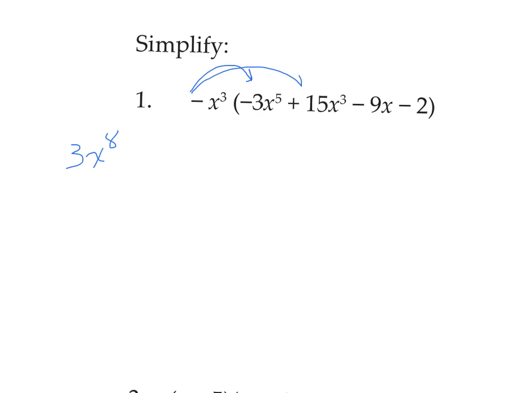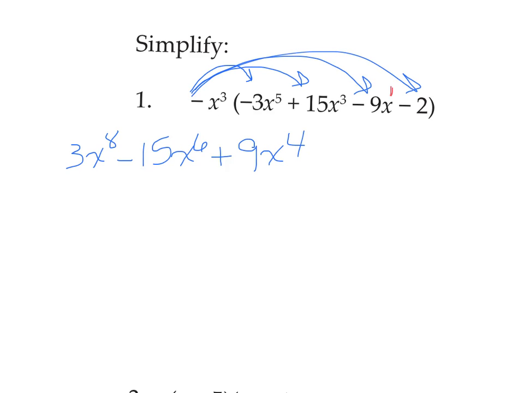Then we go to the next term. Negative times positive makes negative. 1 times 15 is 15. X cubed times x cubed, add those exponents, we get x to the 6th. Then the next term, negative times negative is positive. 1 times 9 is 9. X cubed times x, and remember this has that invisible 1 exponent on it. So the exponents you're adding are the cube, 3, and the invisible 1 makes x to the 4th.